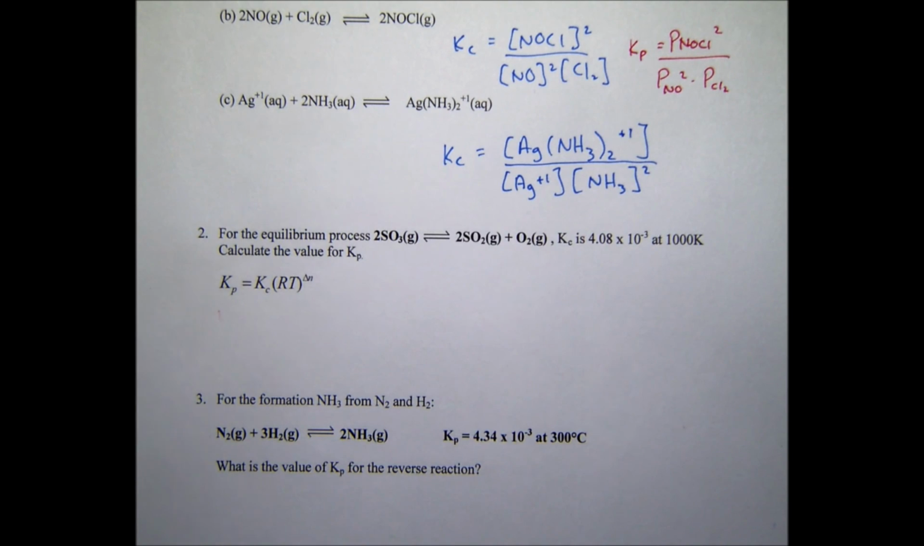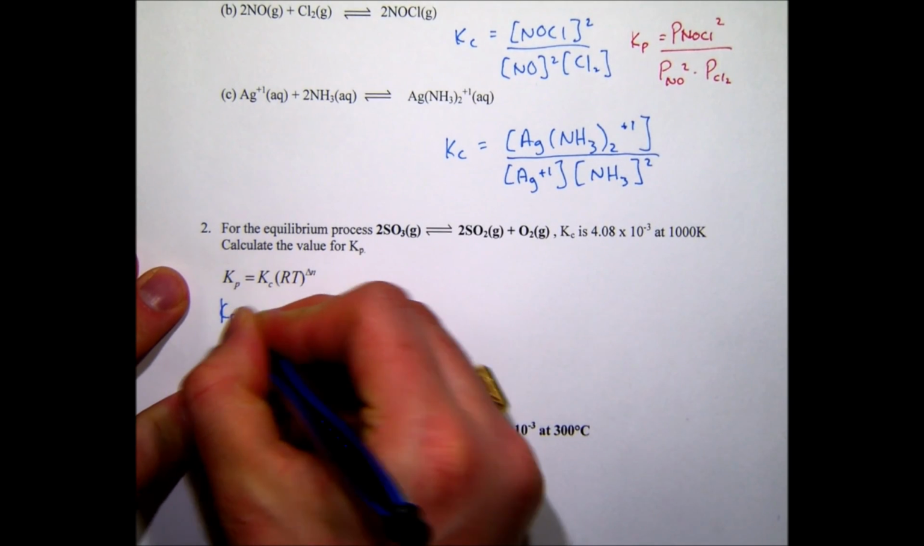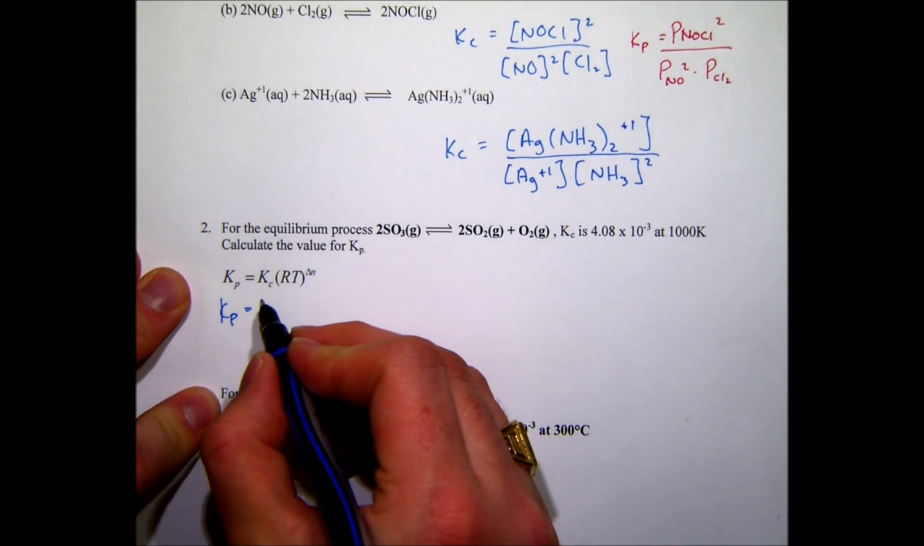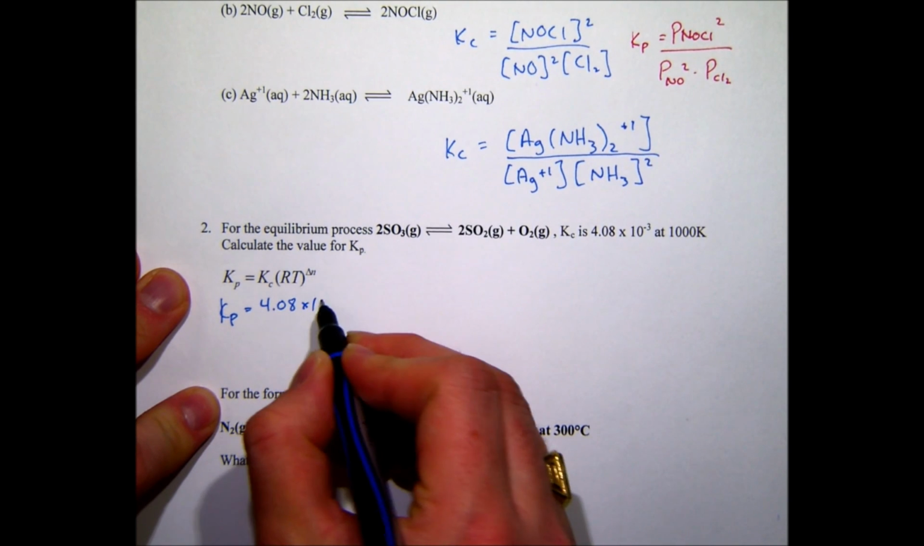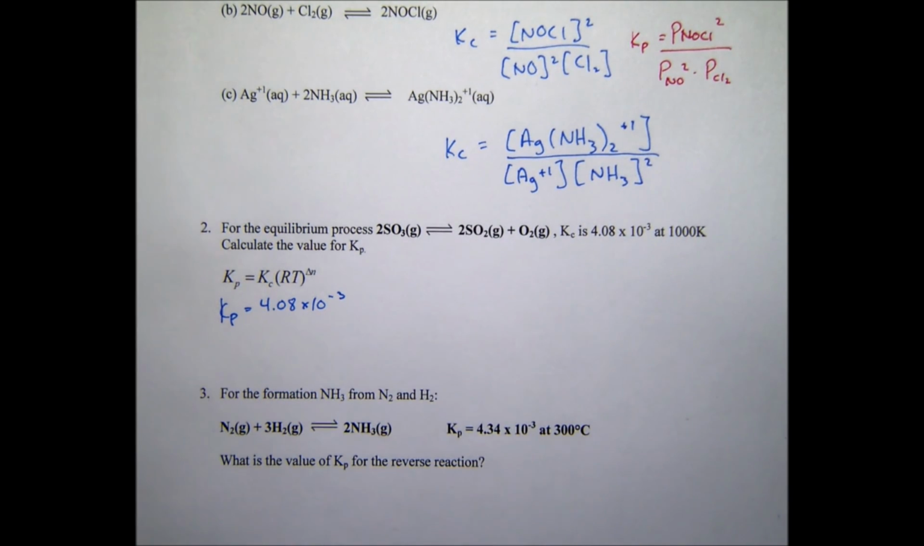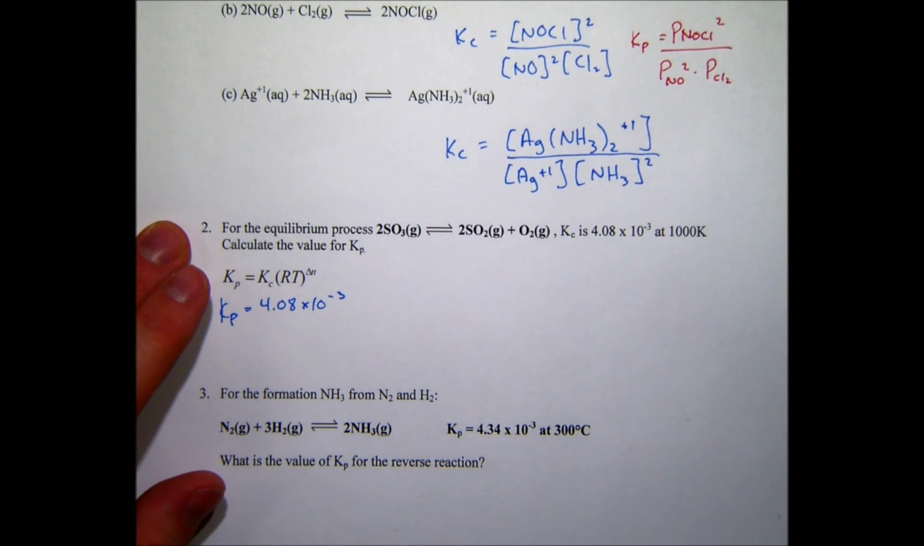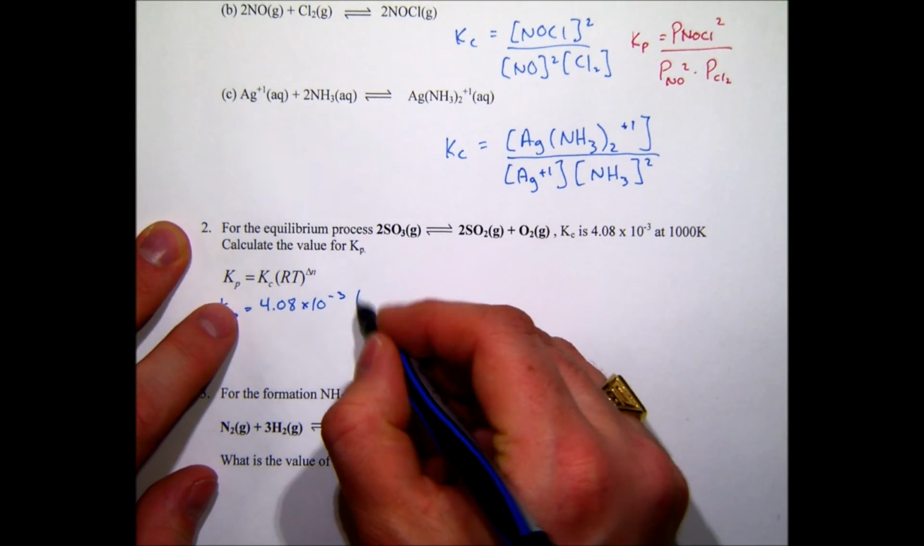Kp is equal to Kc, so 4.08 times 10 to the negative 3. You should have noticed at this point that there are no units with K. Technically, there would be some sort of unit with regards to concentration, but because they change so frequently depending on the chemical equation, we don't really use them at all.